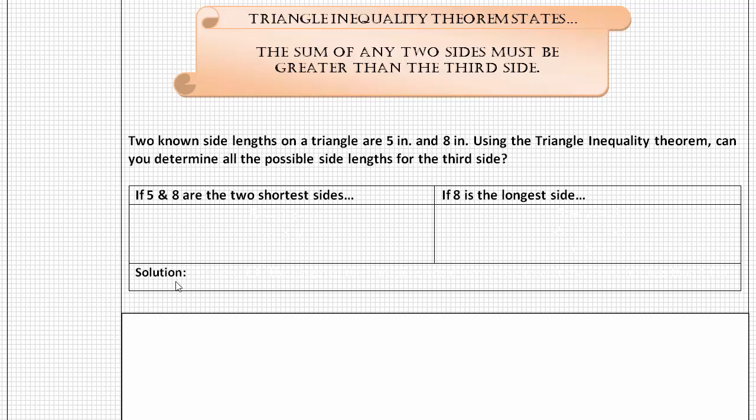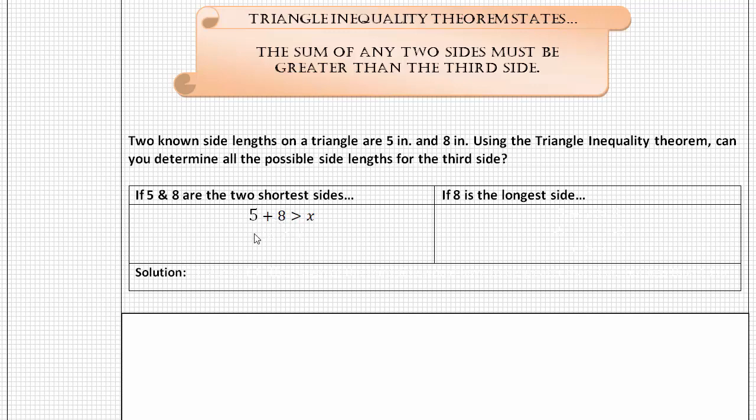Here's how I like to think about the problem. First, I look at the two sides that I'm given and decide, if those are the two shortest sides, how am I going to approach it? Well, what we just learned is that the sum of those two shortest sides would have to be greater than the third side. So I like to set up an inequality statement. We can say that 5 plus 8 would have to be greater than x. X is representing the unknown side. Those are the two shortest sides. They have to be added together, and x has to be a number less than it.